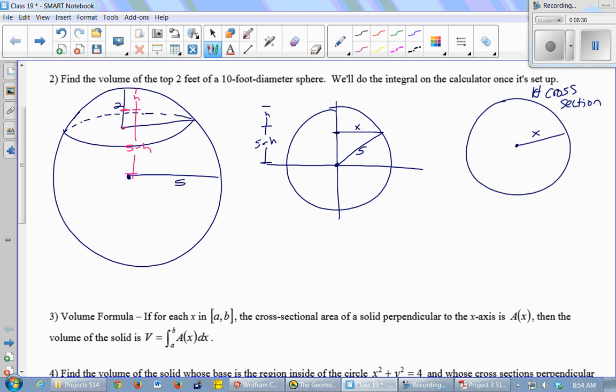It's got a radius of x. And then the thickness of this circle, not this circle, this circle, the thickness of this circle when I slice this horizontally is going to be dh, right? Because I'm measuring this vertical distance in h. Delta h.